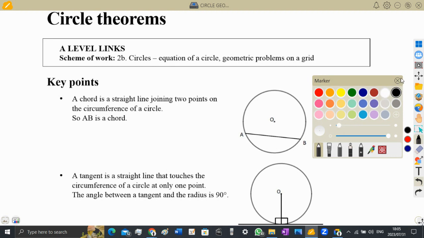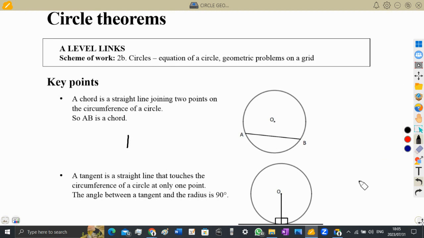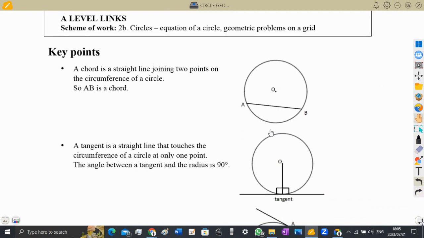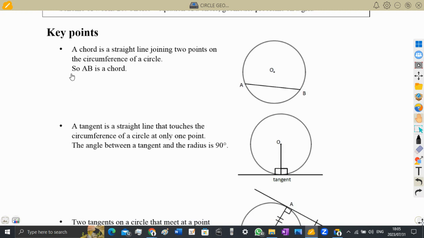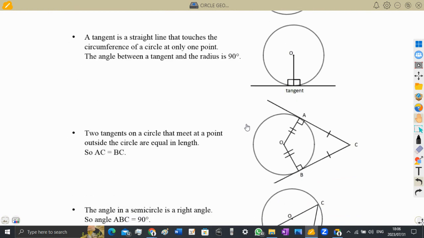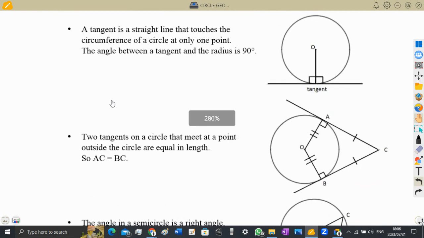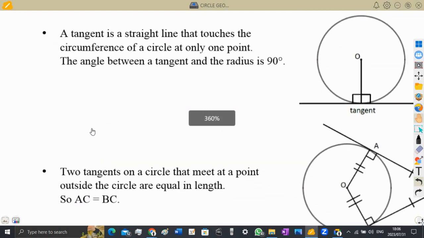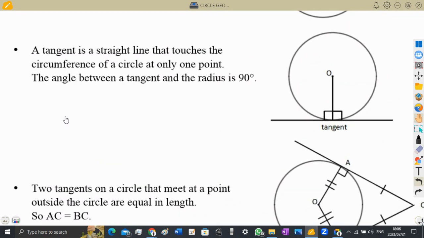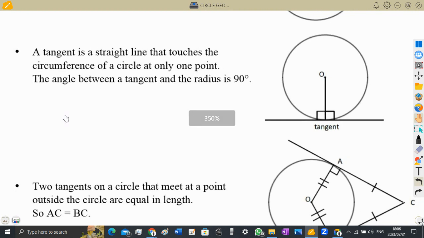Some of them we explained. We talked about this part of our theorems. From the first part, we are given here a chord is a straight line joining 2 points on the circumference of a circle. So AB is a chord. I think we talked about this from the properties of a circle. Then the only part that we didn't talk about was the issue of a tangent. So, what actually is a tangent? That is the first thing that we are supposed to understand.